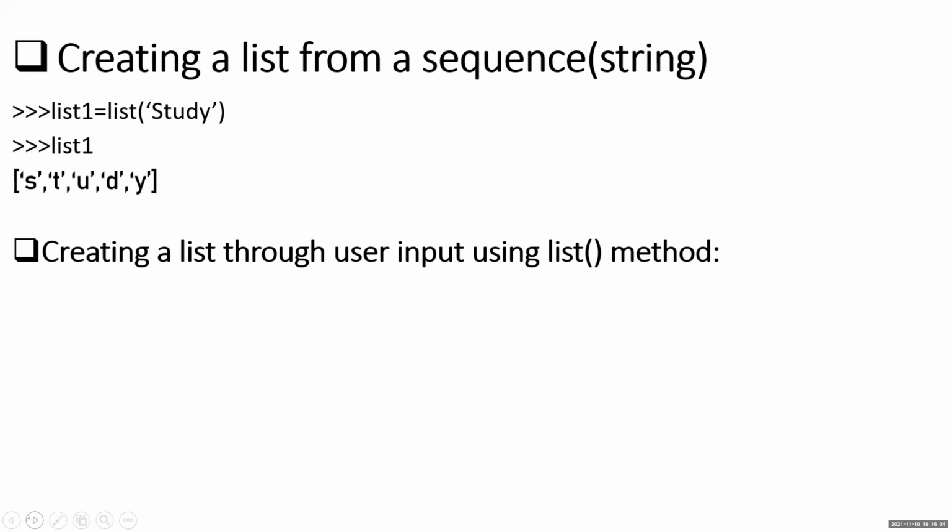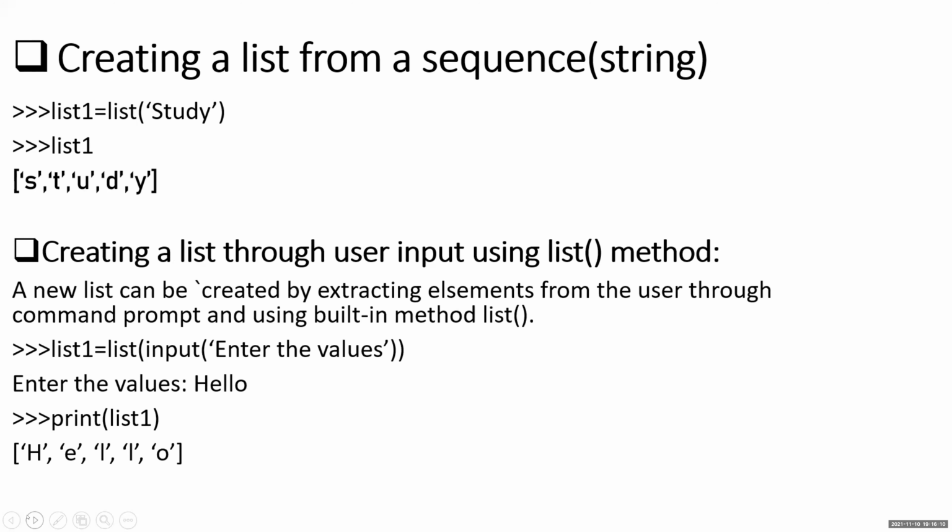Okay. Creating a list through user input using the list method. A new list can be created by extracting elements from the user through the command prompt and using the built-in method list. So here you can see list1 equal to list of input, "Enter the values". We will input hello or whatever words or sentence you want. When we enter print list1, we'll get the result like 'H', comma, 'E', comma, 'L', comma, as strings.